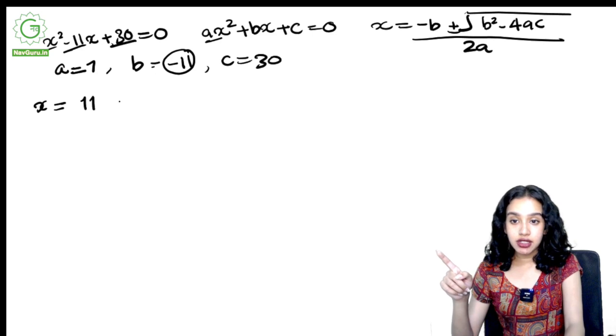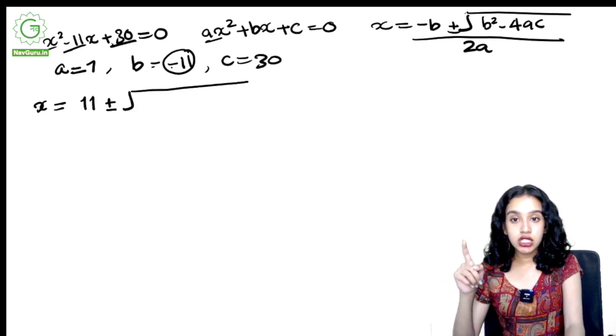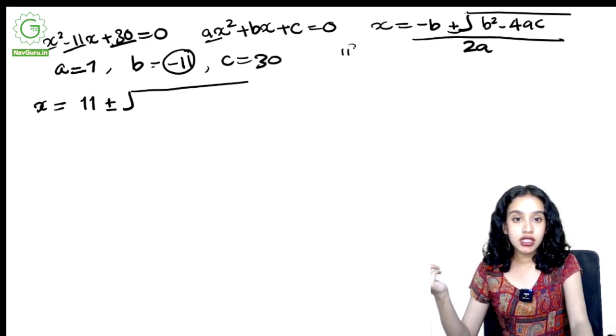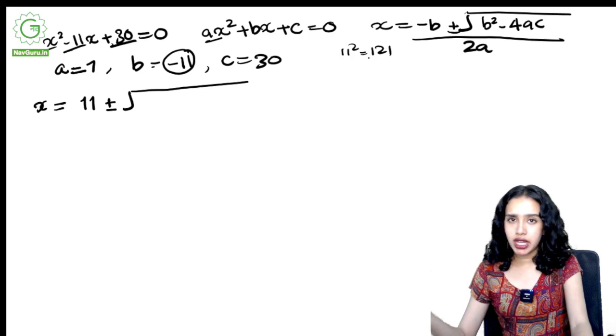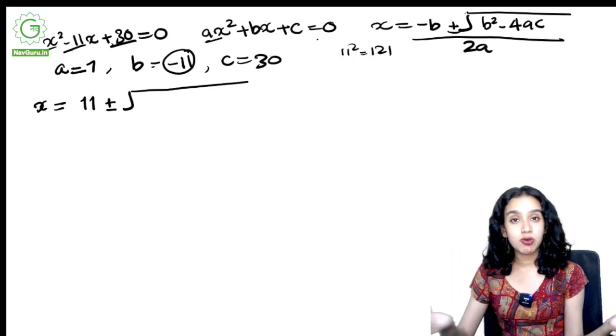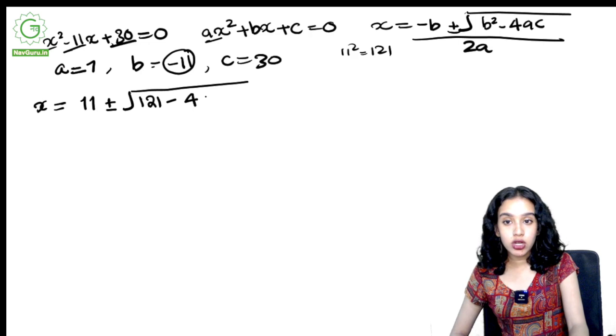We get 11 plus or minus root of, what is 11 square or minus 11 square? 11 square is 121. Minus 11 square is also 121. How come? Because negative into negative is positive. So 121 is b square, minus 4 into a, which is 1, and c is 30, right?